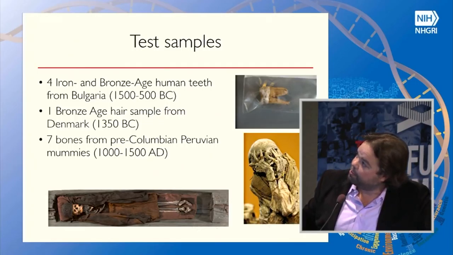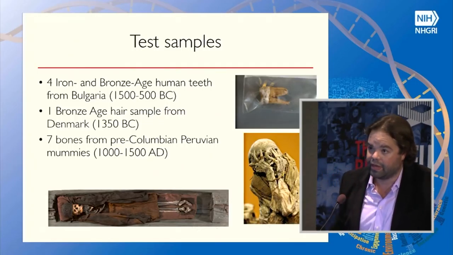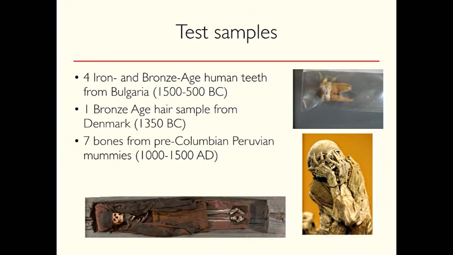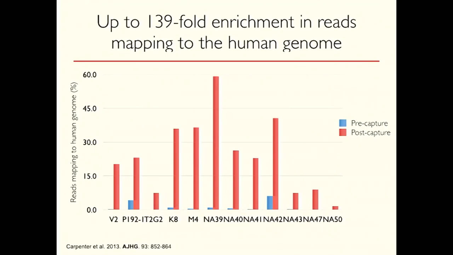The first set of samples that we applied this to was the first paper that had more than a couple genomes in it, and included 7 pre-Columbian mummies, 4 Iron Age individuals from Bulgaria, and this particular individual from Denmark. And we saw huge enrichment in our ability to map reads to the human genome. So in blue here is what you get pre-capture in terms of the proportion of reads mapping to the human genome, and red is what you get post-capture.